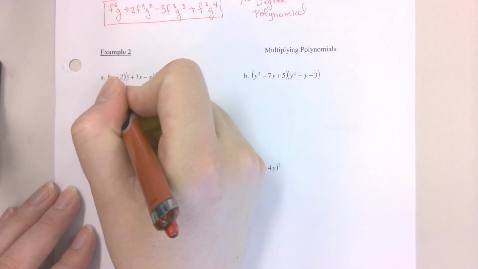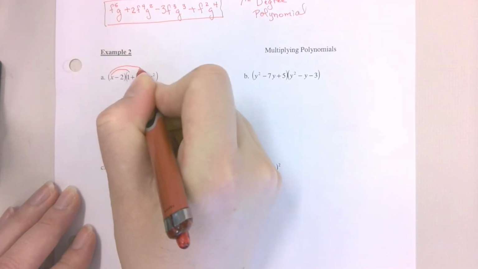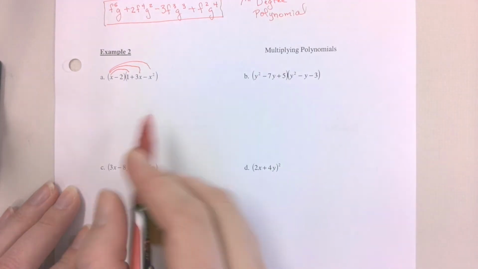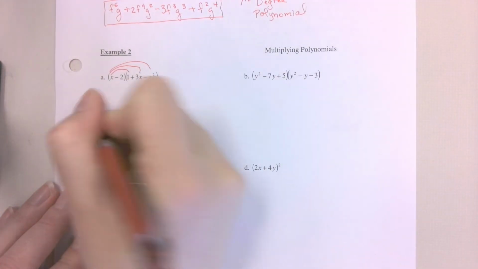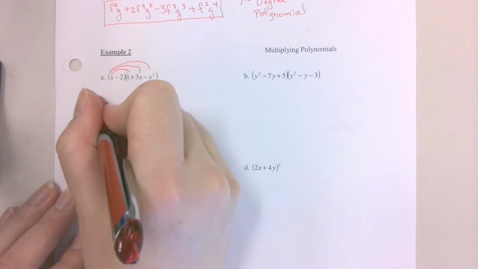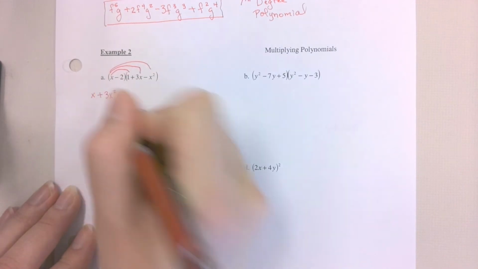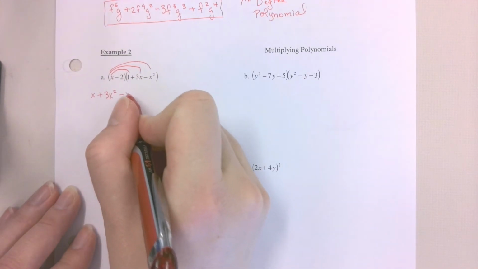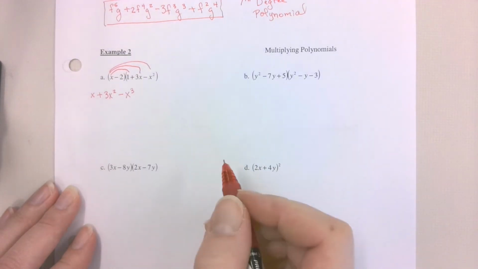So I'm going to come through and I'm going to take the x times all 3 terms. I'm going to focus on that and I'm bringing the negative 2 back later. So x times 1 would be x. X times 3x would be positive 3x squared. X times negative x squared would be a negative x to the third.